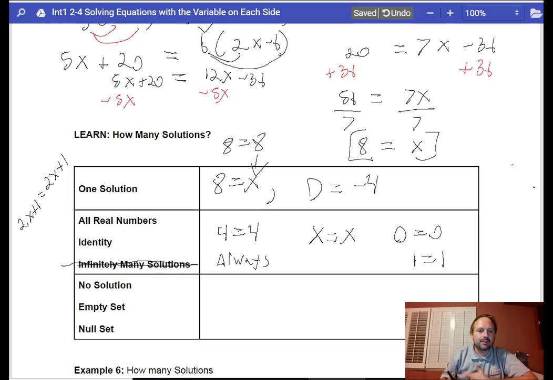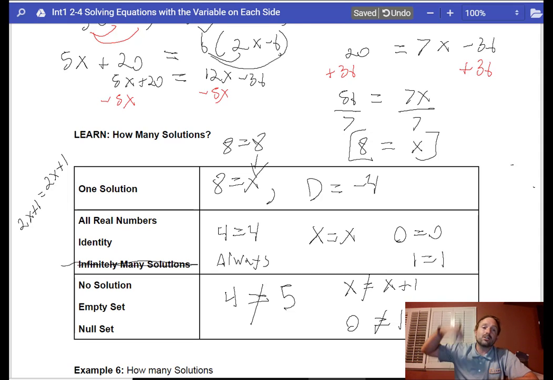Now, this last part right here is no solution. That's where, or an empty set, or a null set, that's where if you have an equation that can't be true. So if you have something like 4 equals 5, that can't work. Some other ones that we see: x is equal to x plus 1. That can't work. Because if you subtract x on both sides, you get 0 equals 1, and that can't work. That is an example of no solution, not x equals 0, because that could work. So like x can equal 0, that'd be one solution.